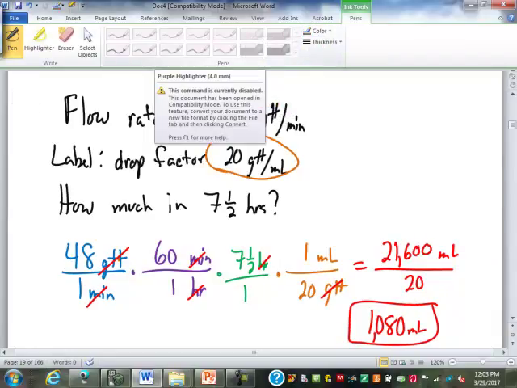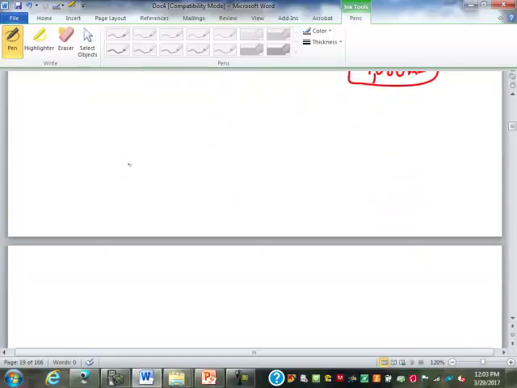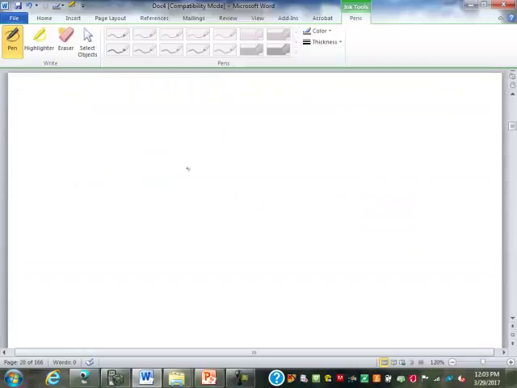So you can see these formulas are going to be going both forward and backwards. Okay, so enough for flow rates for now. Actually, I do want to do one more example.